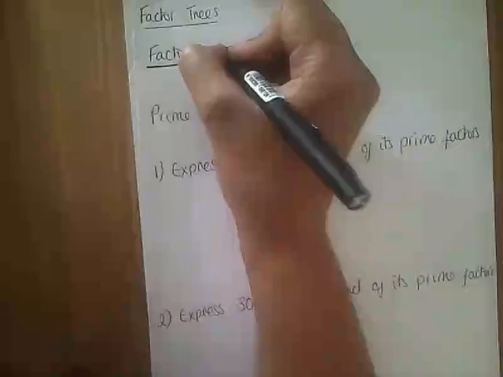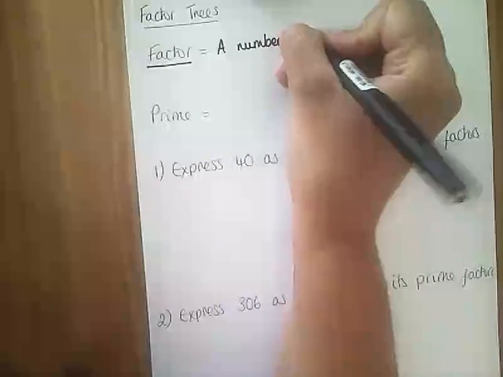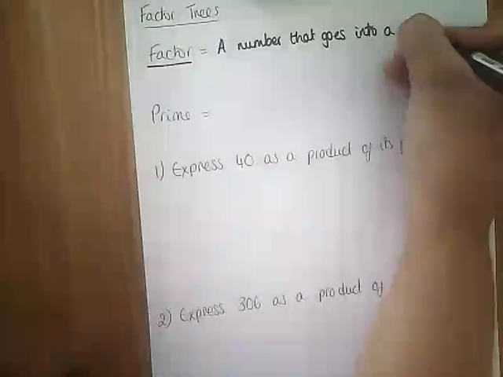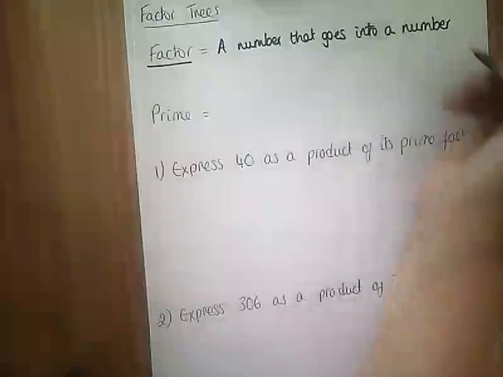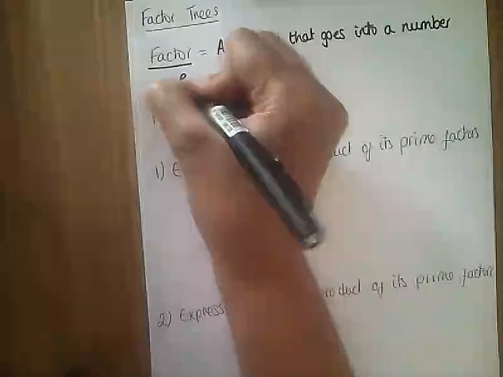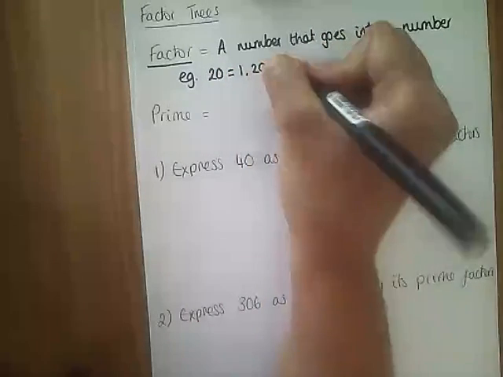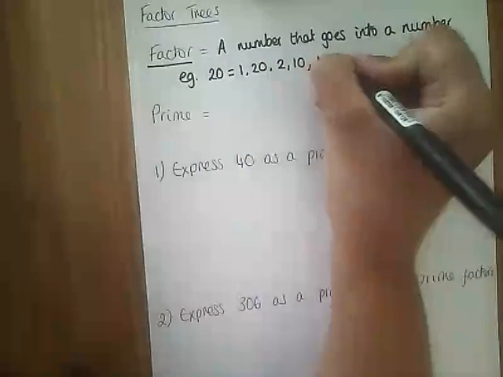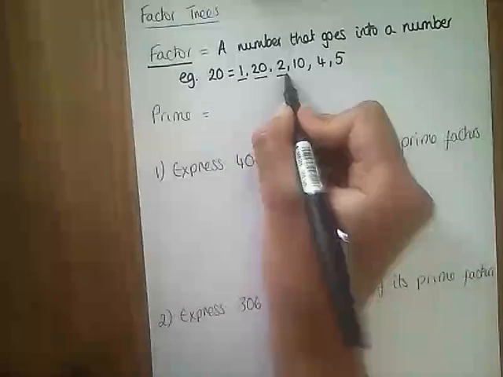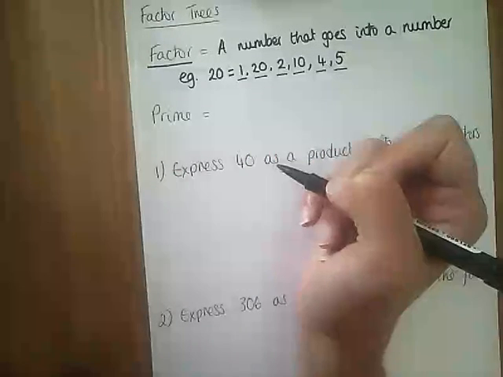A factor is a number that goes into another number. For example, if we wanted to write down the factors of 20, we'd have 1 and 20, 2 and 10, 4 and 5. They all go into that number. 1 goes in 20 times, 2 goes in 10 times, 4 goes in 5 times, and vice versa. So they are all factors of 20.